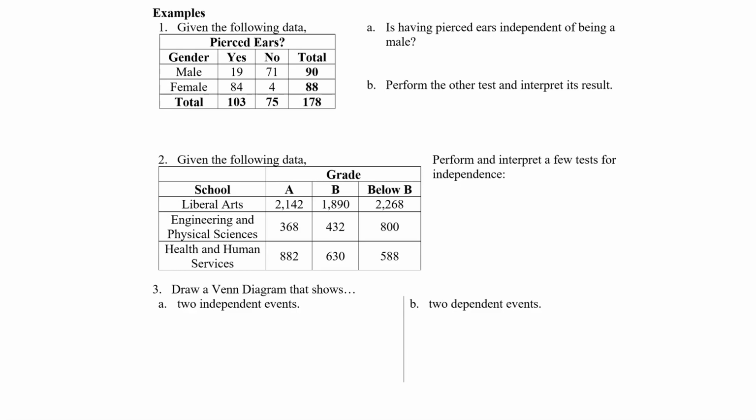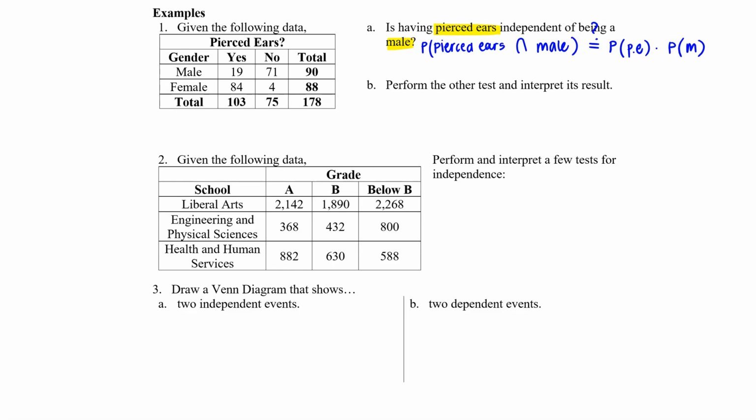We have a two-way table, and our first question for example 1 is: is having pierced ears independent of being male? We can either use the multiplication property or we can use a conditional in order to determine whether or not they are independent. For this, I want to identify what my events are: pierced ears and being male. So is the probability of having pierced ears and being male equal to the probability of having pierced ears times the probability of being male? If these two are equivalent to one another, then I can state that these two events are independent.